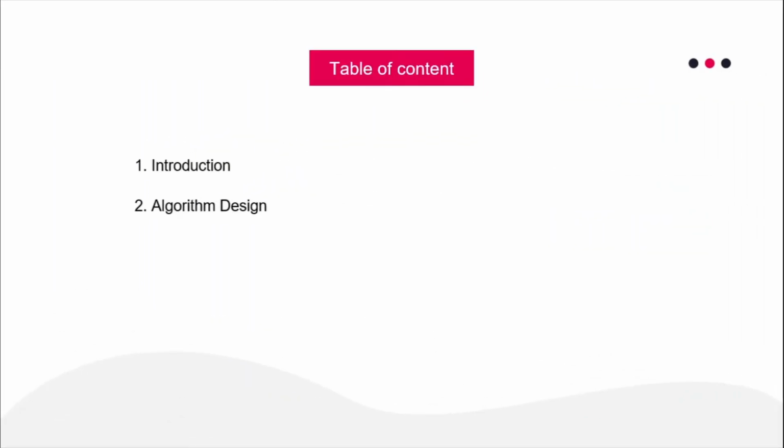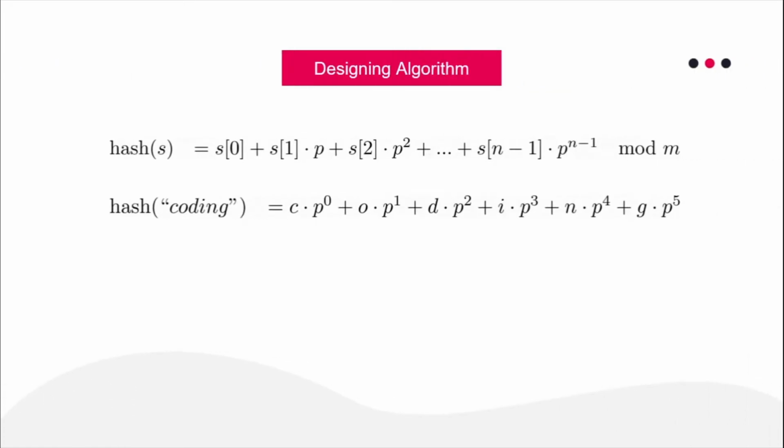So let's study the basic algorithm, the algorithm behind the big O of one time operation. In the previous lecture we have already seen that the hash value using polynomial rolling hash of a string s can be calculated using s0 plus s1 times p plus s2 times p square plus dot dot dot sn minus 1 times p raised to power n minus 1, modulo m, of course, where p and m are two primes, right? We have already seen this in the previous lecture. And for example, the hash value of coding would be this.